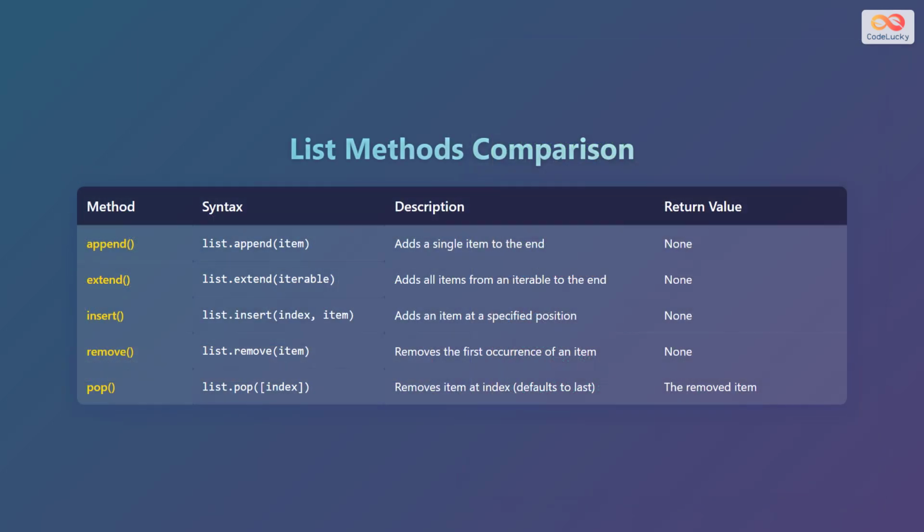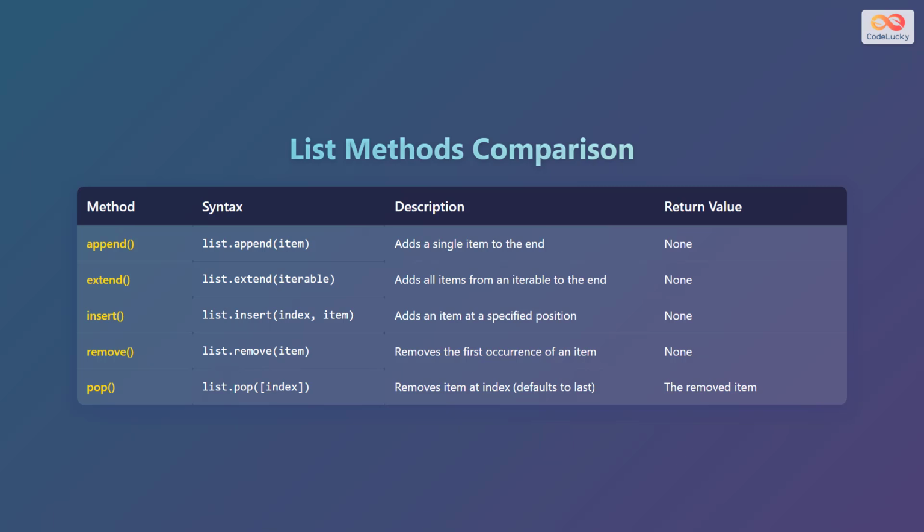Let's compare the list methods. First is append. Its syntax is list.append with the item in the parenthesis. It adds a single item to the end of the list and returns None. Then there is extend. Its syntax is list.extend with an iterable in the parenthesis. It adds all items from an iterable to the end and returns None.